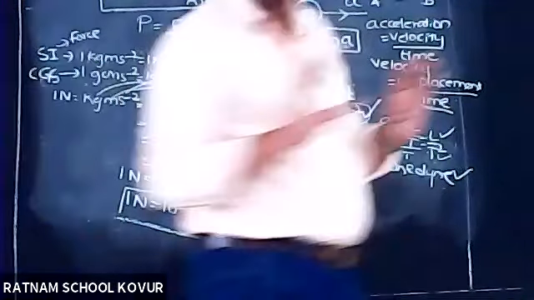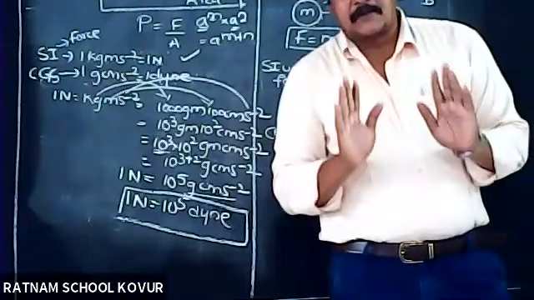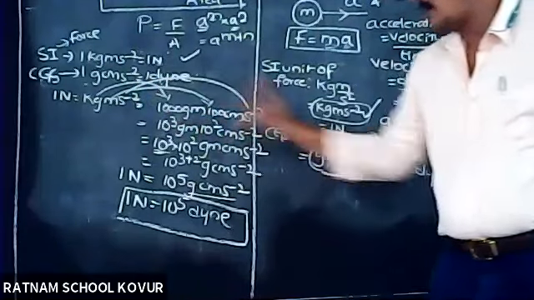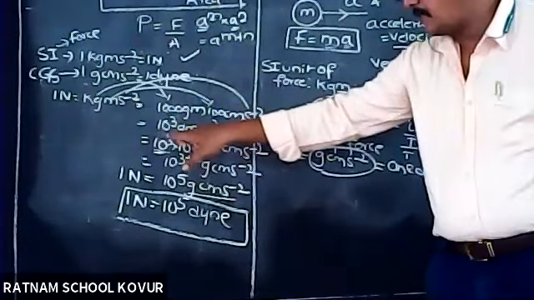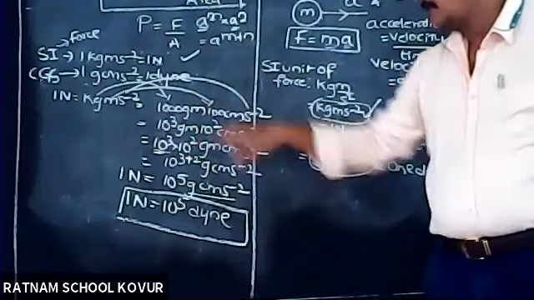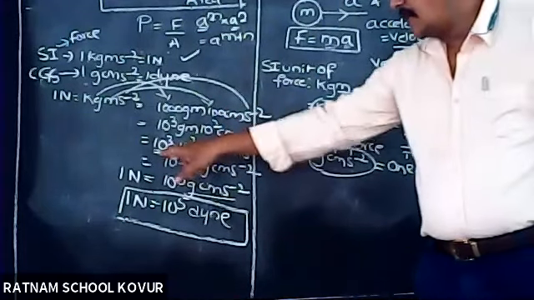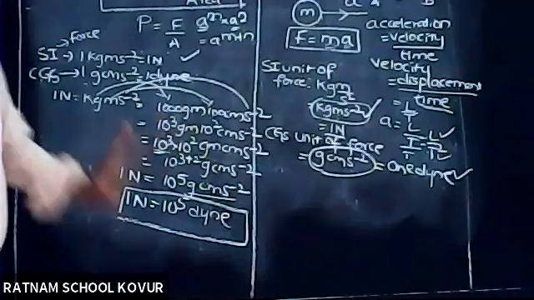You have to know that 1 kg is equal to 1000 grams. Same I have written, 1000 grams. 1 meter is equal to 100 centimeters. 1000 means how many zeros are there? It can be expressed in the power of 10. 10 power 3, three zeros. 100 is 10 power 2, two zeros. So the bases are equal, you can add the powers. 1 Newton is equal to 10 power 5 dyne.